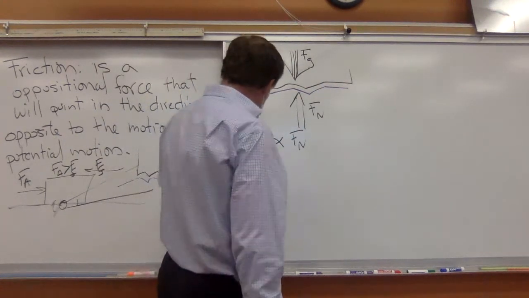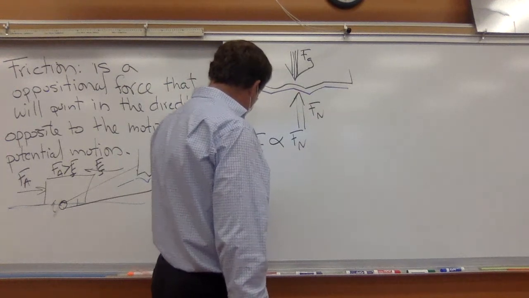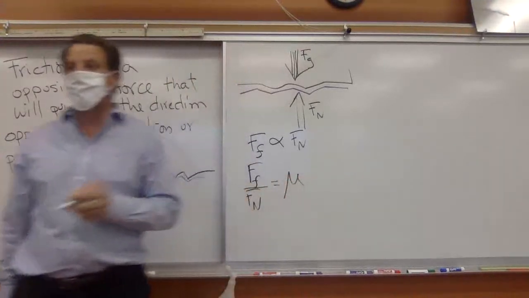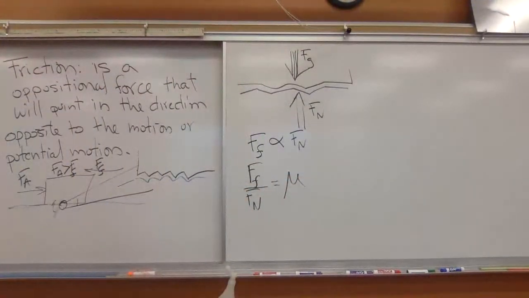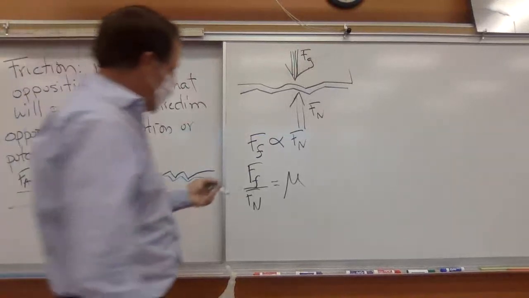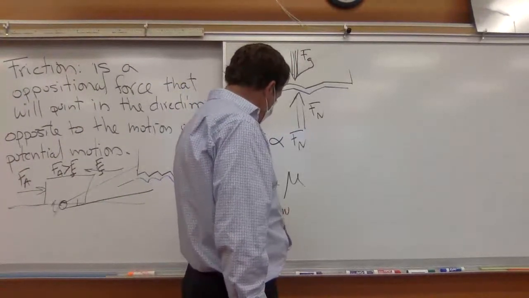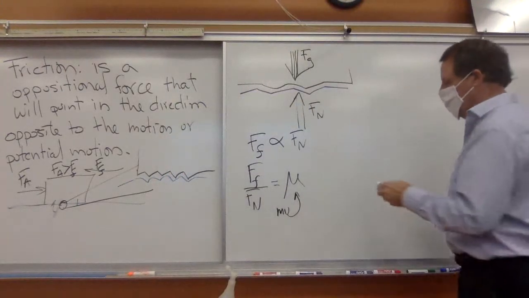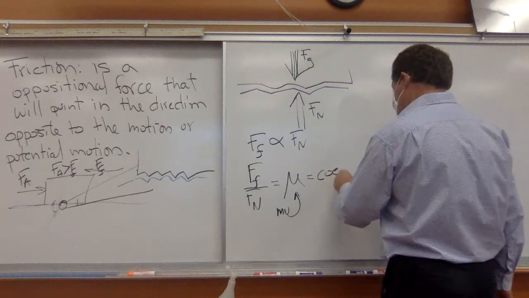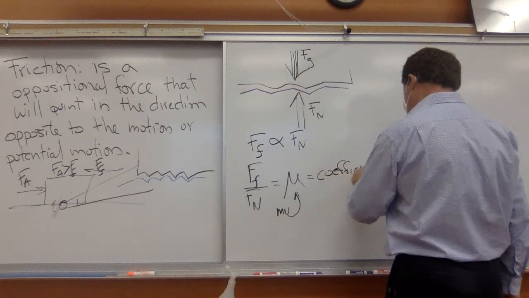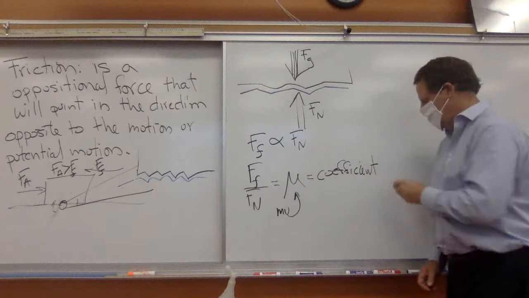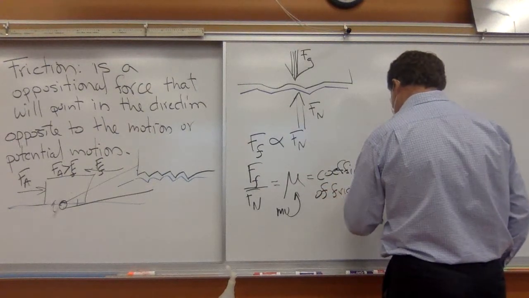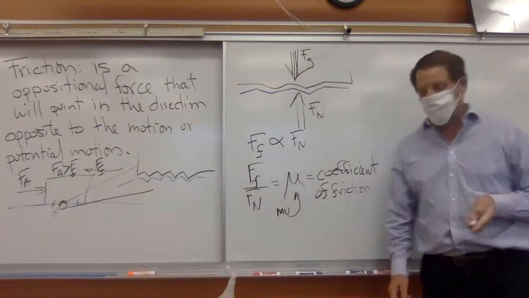So the force of friction divided by the normal force is equal to what is called mu. This is the Greek letter mu, and it is called the coefficient of friction. The coefficient of friction.